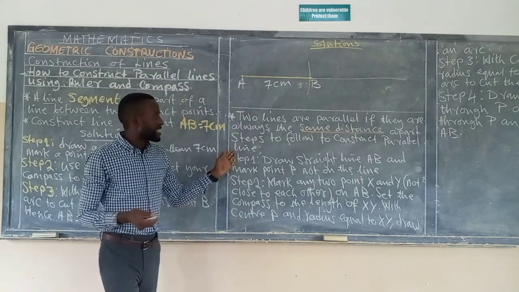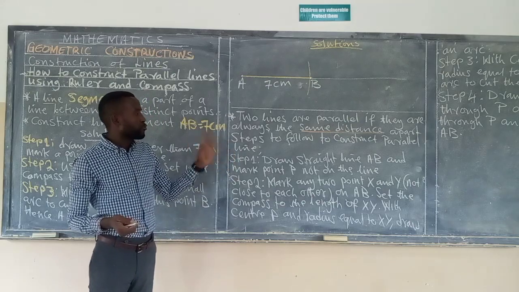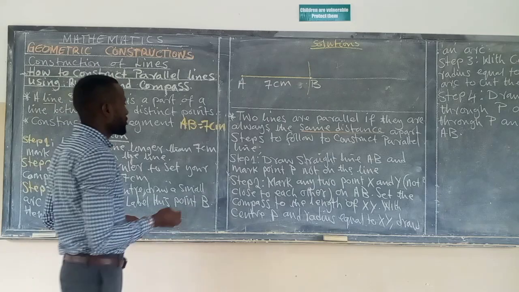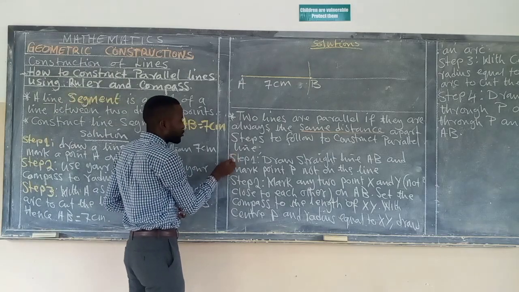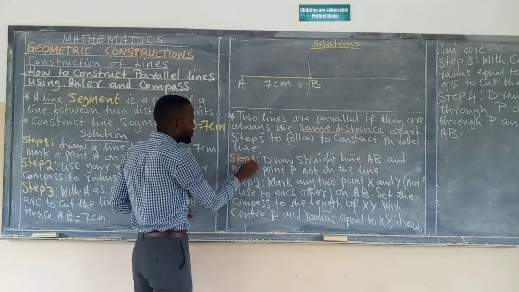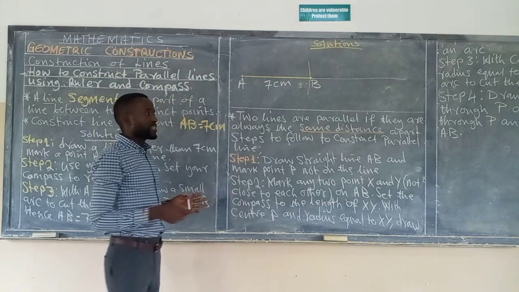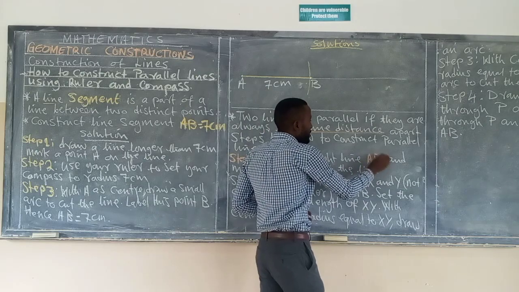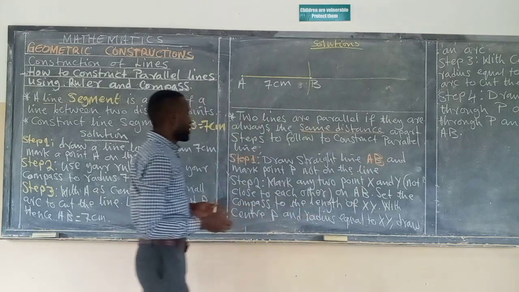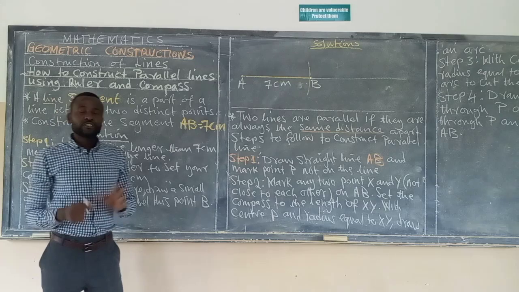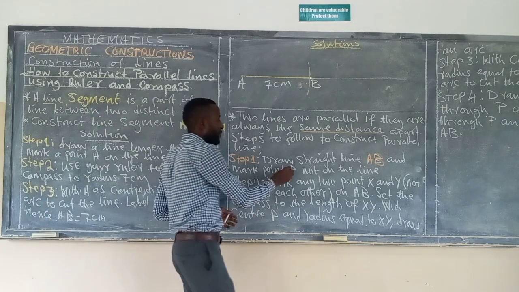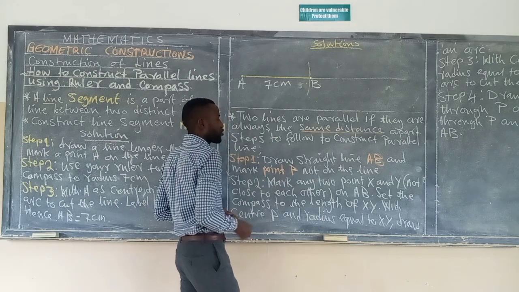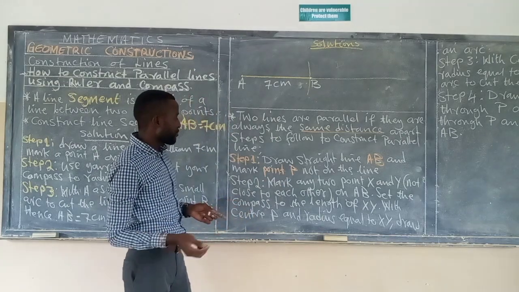So if you are going to draw two parallel lines, the following steps are very important for you to follow. Step 1: draw a straight line AB. Once you draw it, mark point P not on the same line, but on a different position.